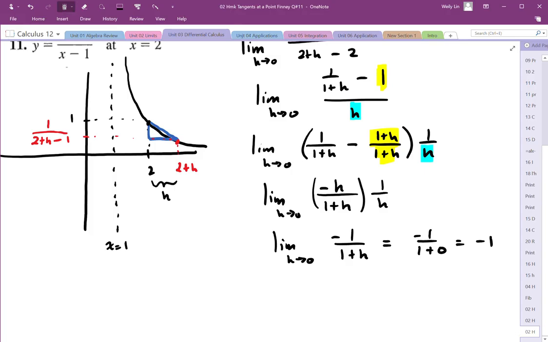So what that's telling me is that the tangent through that point is going to have a slope of negative 1. Okay, so that's what this limit has told us: as we bring that point closer and closer, and we're calculating the slope ratio, that ratio simplifies to negative 1.